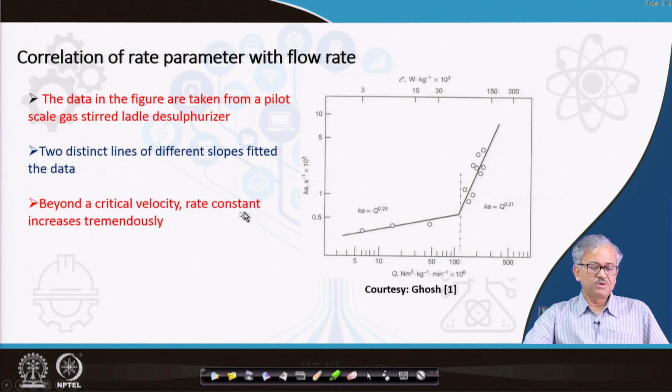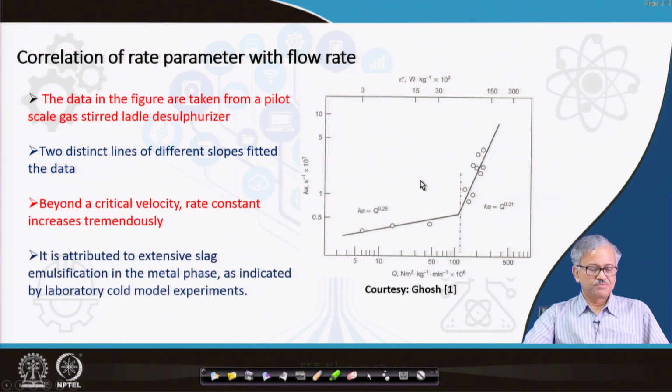Beyond the critical velocity, the rate constant increases tremendously. As I said, this is attributed mainly to the emulsification of the slag in the metal. It is attributed to the extensive slag emulsification in the metal phase, as indicated by laboratory cold model experiments. That is the thing I said: the specific surface area increases and the kinetics become very fast.